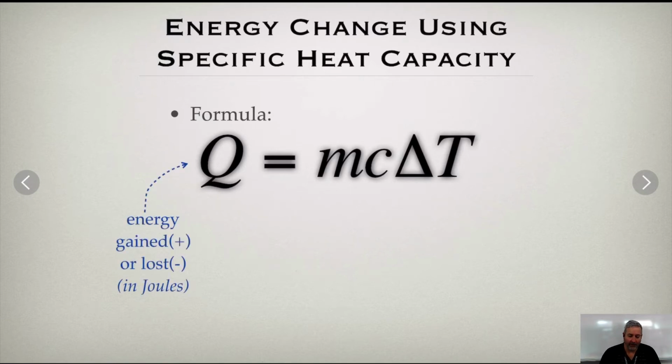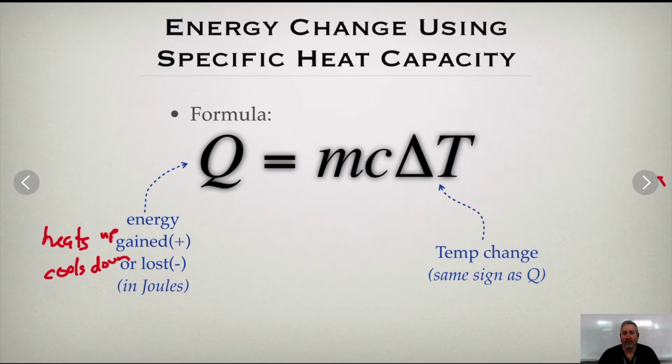So we have here the energy gained or lost in joules. So Q is the amount of energy gained or lost. If it's gained, it heats up. And if it's lost, it cools down. So the sign of Q tells us whether something has increased in internal energy or decreased in internal energy. Delta T is the temperature change, and that can be in Kelvin or degrees Celsius because they are the same in terms of change.